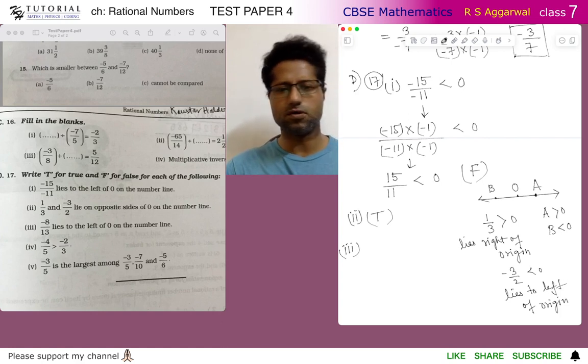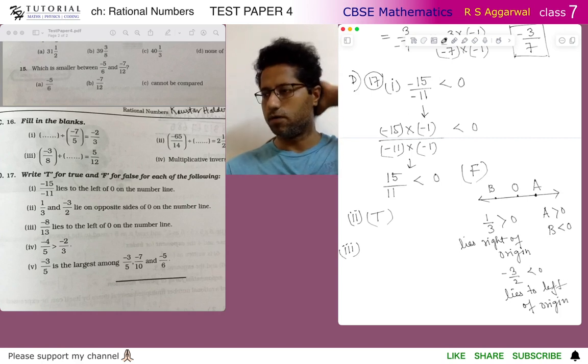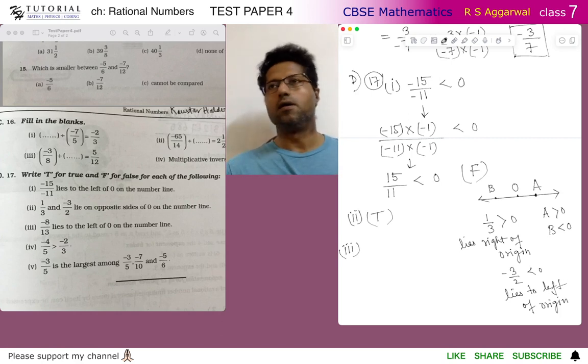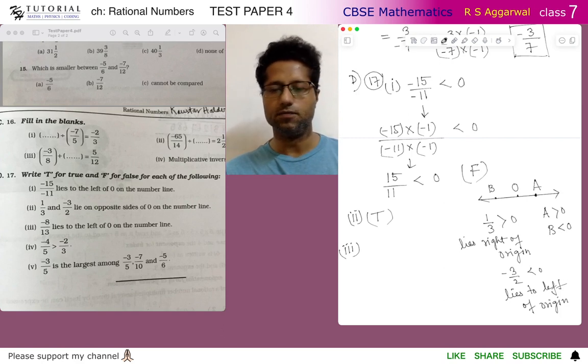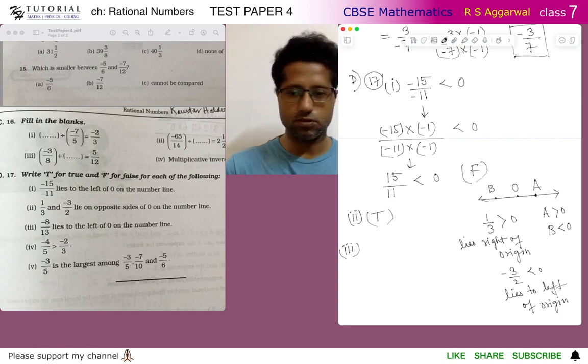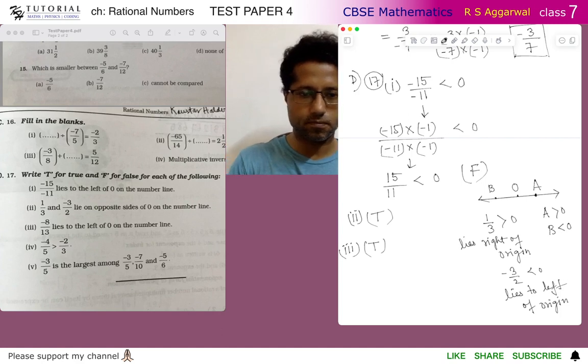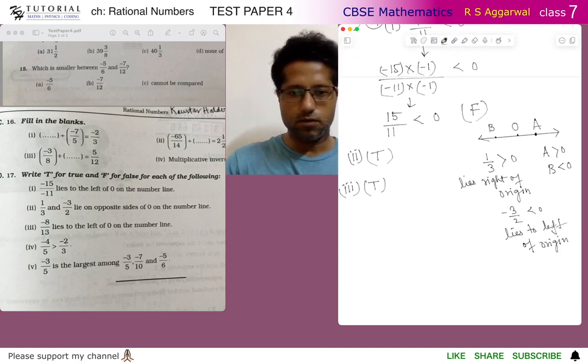This is of course true, because minus 8 by 13 is a negative rational number, and all negative rational numbers are less than 0. And also we know that all numbers less than 0 lie to the left of origin, which is 0. So this is true. What is 4?